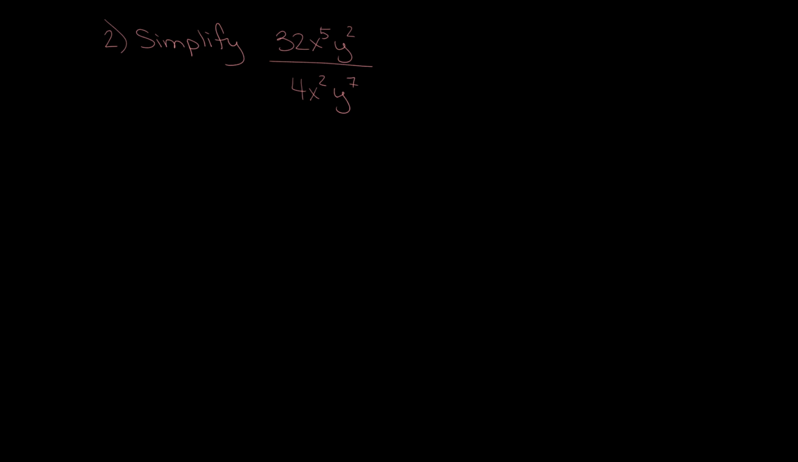We're just simplifying monomials in this problem. So simplify 32x to the 5th y squared over 4x squared y to the 7th. This goes back to chapter 8 when we were simplifying monomials. It's in this section on rational expressions because there are variables in the denominator. So let's just do this. 32 over 4 is 8 over 1. So I just simplified the fraction.